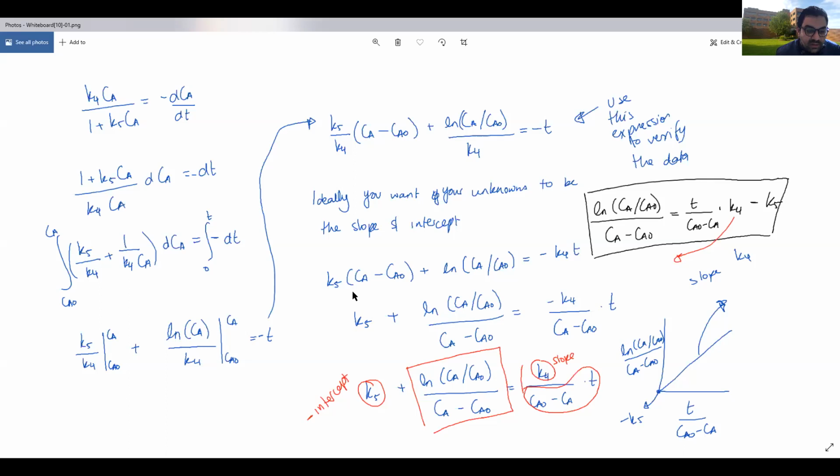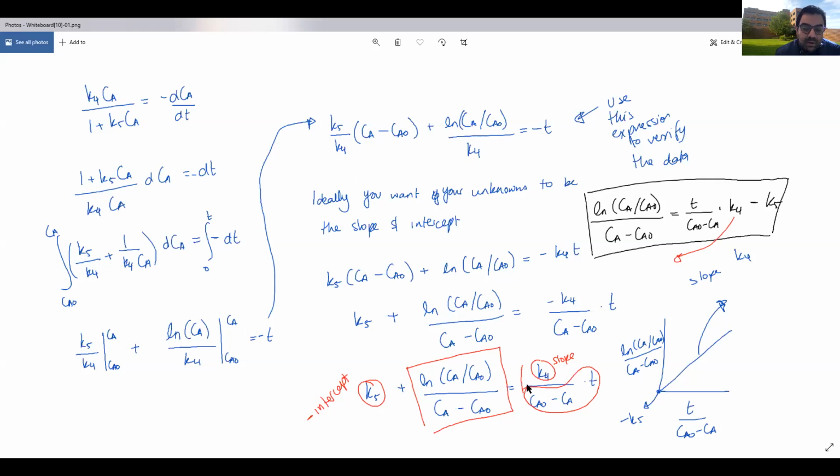And then I basically divided by Ca minus Ca naught. So I got K5 plus ln(Ca over Ca naught) divided by (Ca minus Ca naught) is equal to minus K4 over (Ca minus Ca naught) multiplied by T. I removed this minus sign by moving it down there. So I got K5 plus ln(Ca over Ca naught) divided by (Ca minus Ca naught) is equal to K4 multiplied by T over (Ca naught minus Ca).